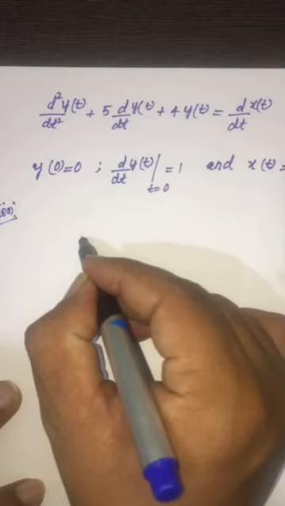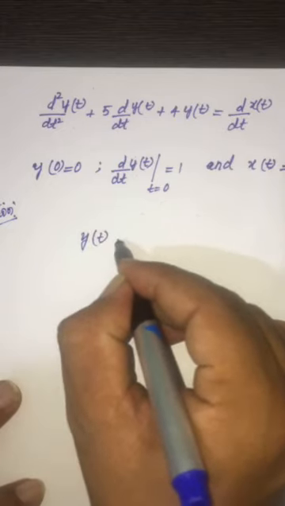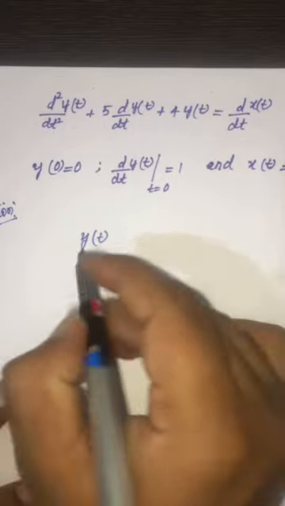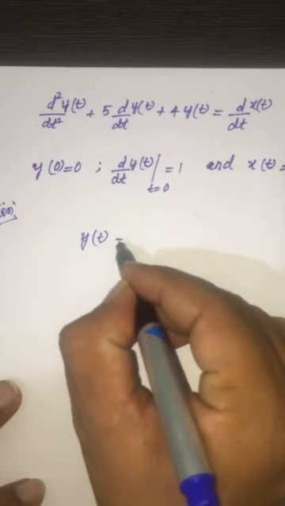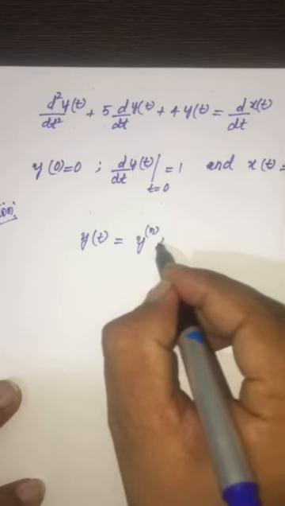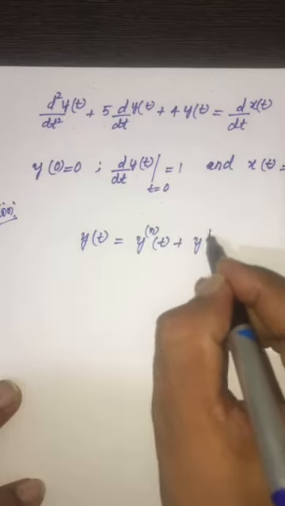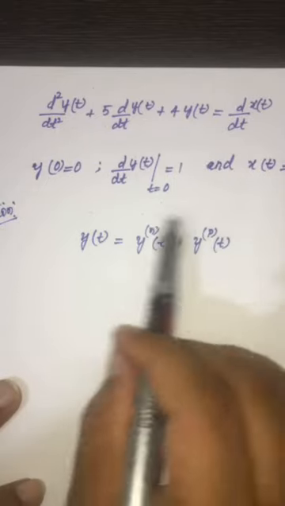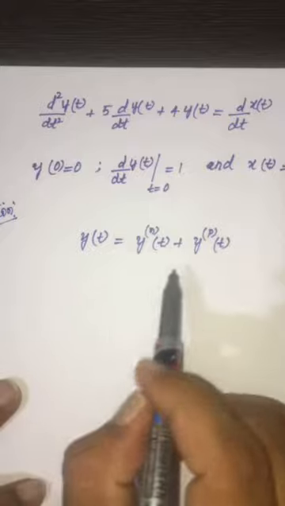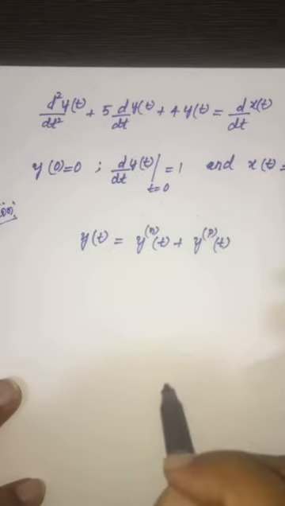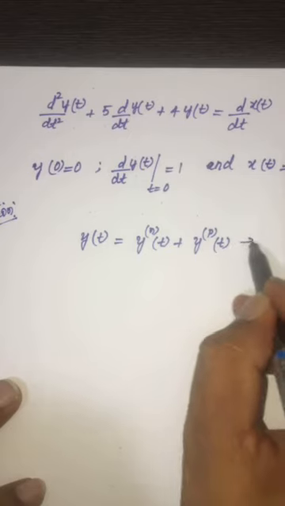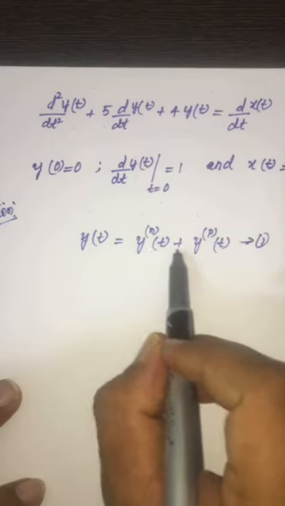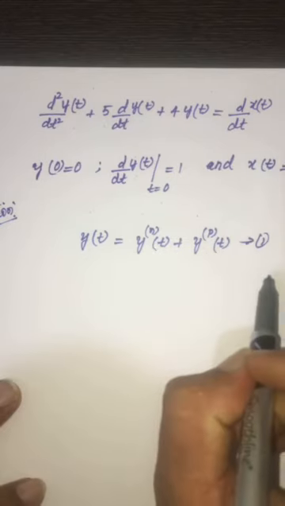Now here the total response y of t, here we are not writing y to the power of n of t or y to the power of f of t, it is simply y of t is equal to the natural response plus the particular solution. It may seem that this is very much similar to the forced response, but no, there will be a slight difference in the procedure. Let this be equation 1. The total response y of t is equal to y to the power of n of t plus y to the power of p of t, right?